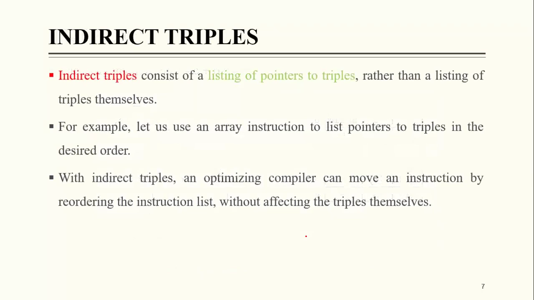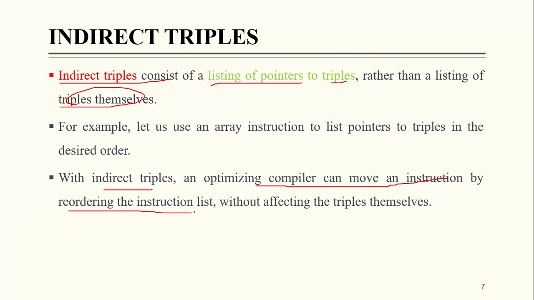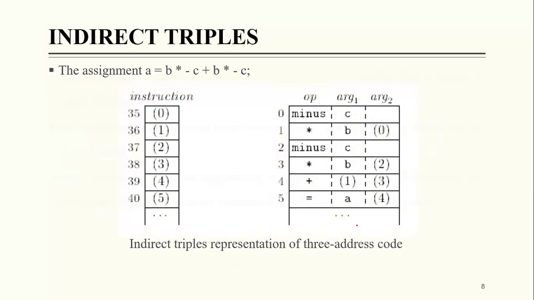And next one is indirect triples. Indirect triples consist of a listing of pointers to triples rather than a listing of triples themselves. For example, let us use an array instruction to list pointers to triples in the desired order. With indirect triples, an optimizing compiler can move instructions by reordering the instruction list without affecting the triples themselves.